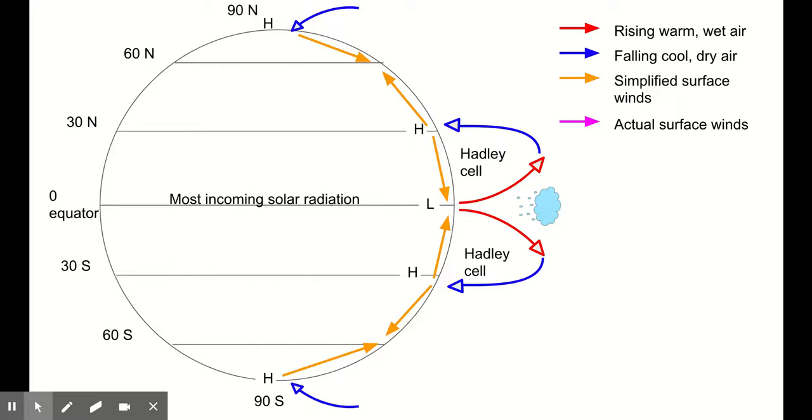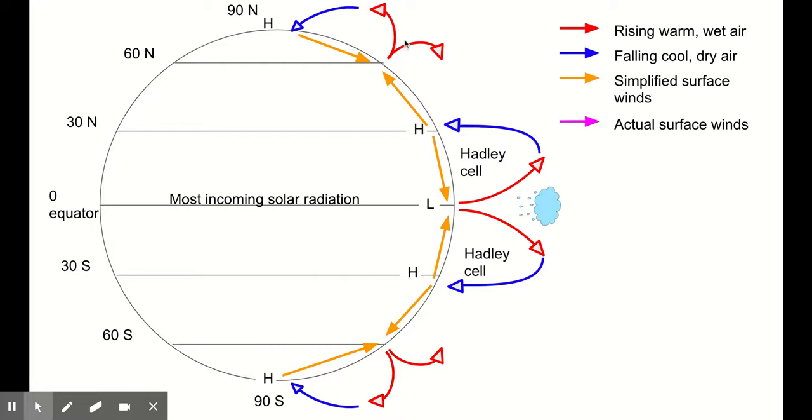Think about them as two convergent plates, two convergent continental plates about to smash together. What's going to happen? Well, they're going to smash together and they're going to push each other upward. As they smash together, they push each other upward. And now we have air rising here at 60 North and at 60 South. And anywhere we have rising air, we know what's going to happen.